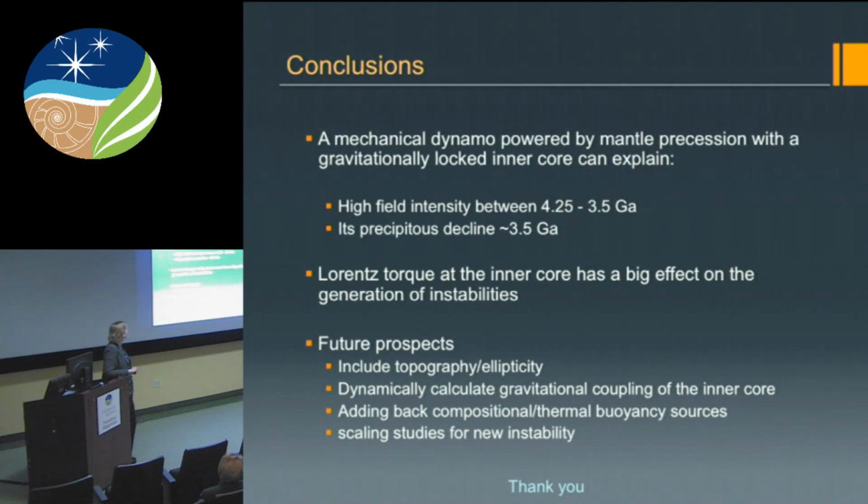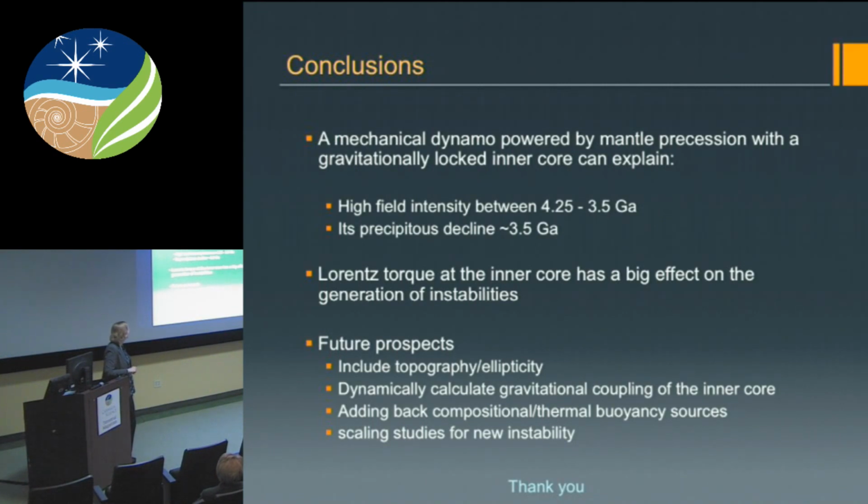Also, rather than just automatically coupling the inner core to the mantle gravitationally, we'd like to dynamically calculate that torque in real time, and that can be done in the simulations. We just have to make assumptions of what the density heterogeneities are in the mantle and what the non-sphericity of the inner core is. So the reason we haven't done that yet is because we don't really know what to assume. But physics-wise, it would be better if we did that.